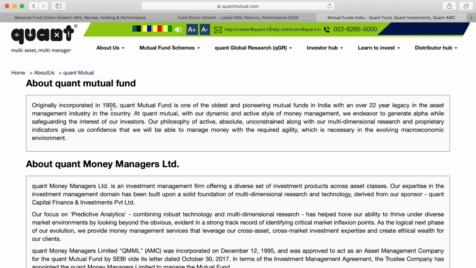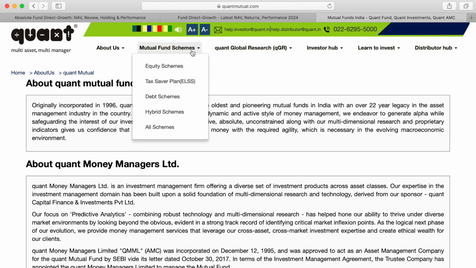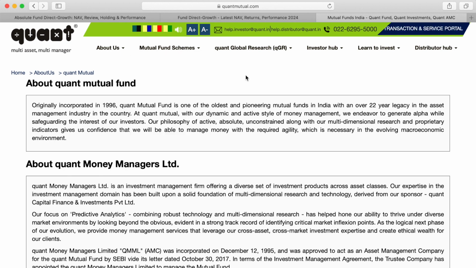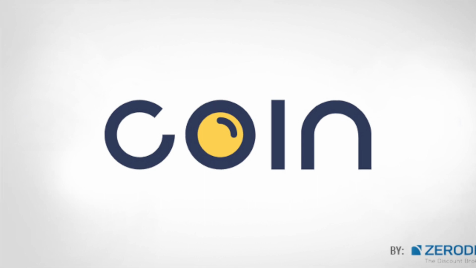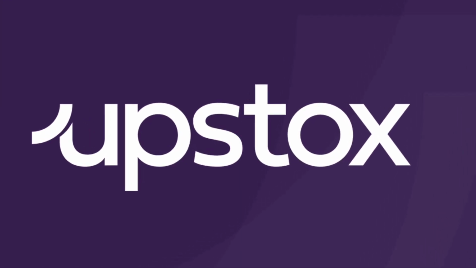As I mentioned earlier, it was launched in the year 1996 and it has been in the field for over 22 years. If you want to know more about the different varieties of mutual funds being offered, you can navigate to mutual fund schemes, filter based on your needs and select the mutual fund that you want to get invested in. It is recommended that we invest directly via the AMC website so that we don't have any intermediary people in the middle, but you can still invest via a distributor. Example: Paytm Money, ET Money, Zerodha Coin, Upstox. It's up to your choice.